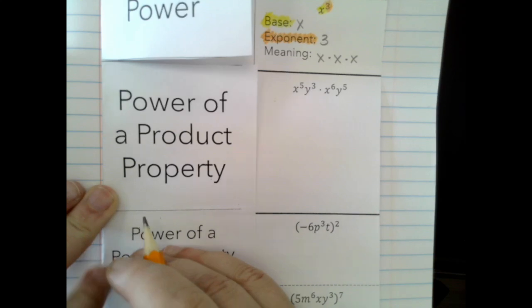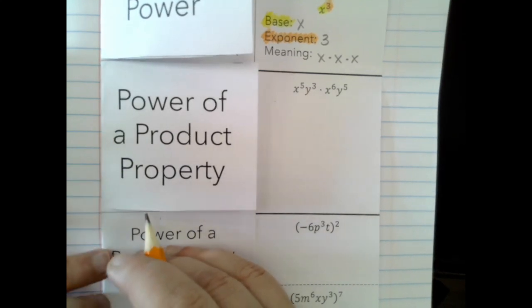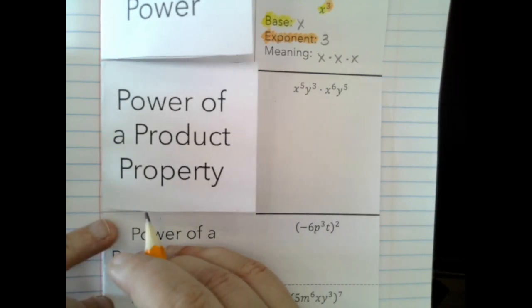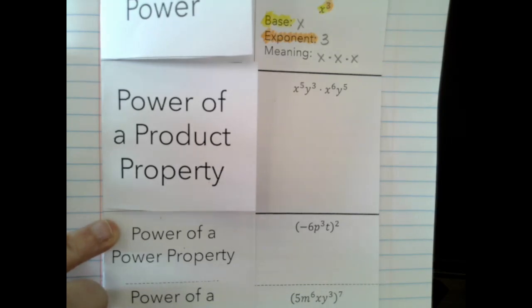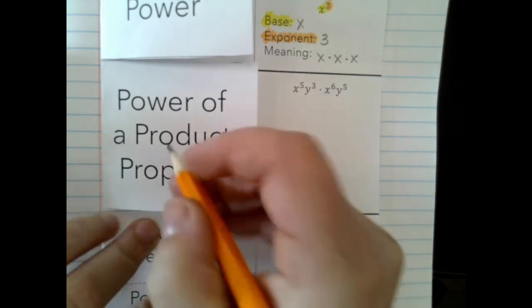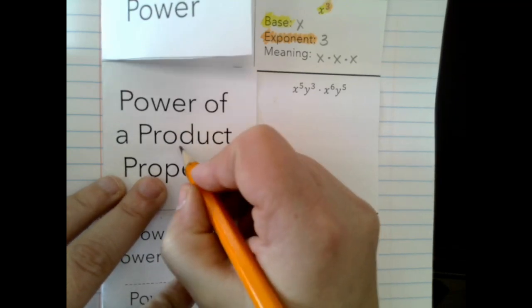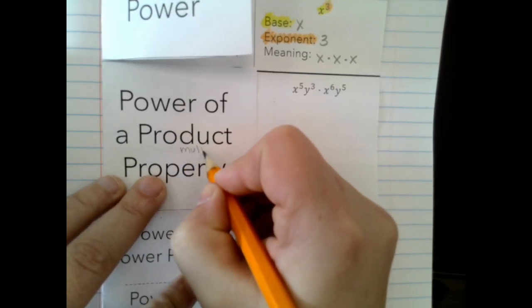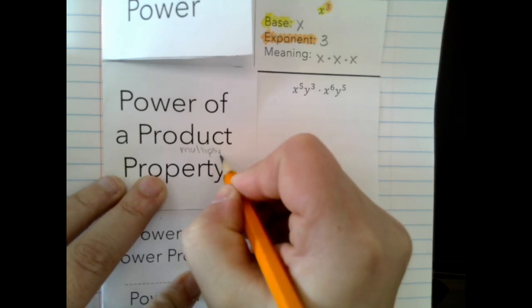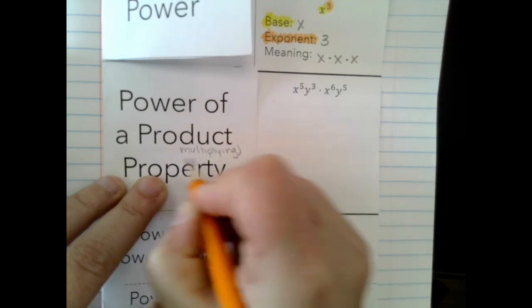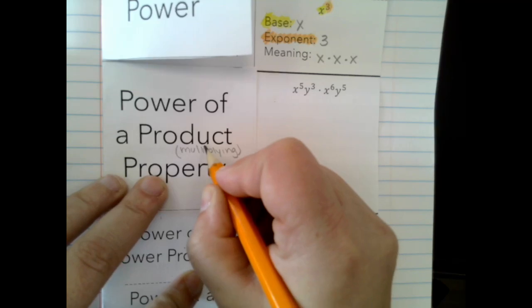In math, what does product mean? Add, subtract, multiply, or divide? Adding is a sum. Multiply. Dividing is a quotient. What's subtracting? Difference. So if you want to write multiplying here, just kind of to remind you that this is going to be when we're multiplying.